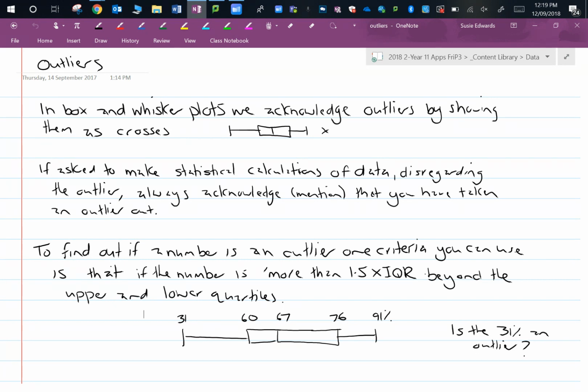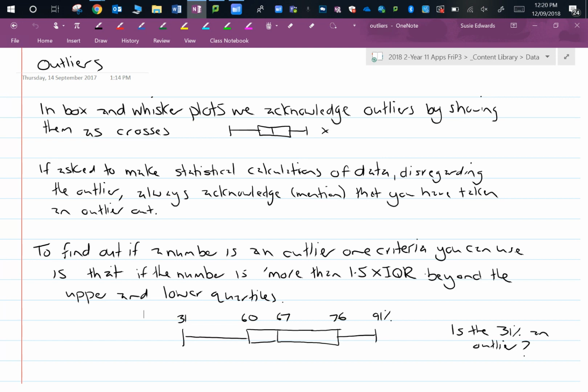Now, there's a few different ways we can find outliers. However, in the syllabus, this is the way we're expected to learn about outliers. This is a definition of how to find an outlier. Now, a quick point: if asked to make statistical calculations of data, disregarding the outlier, always acknowledge or mention that you have taken an outlier out.